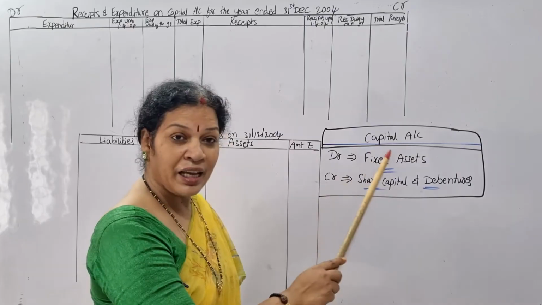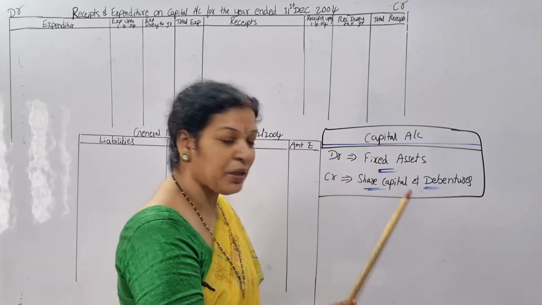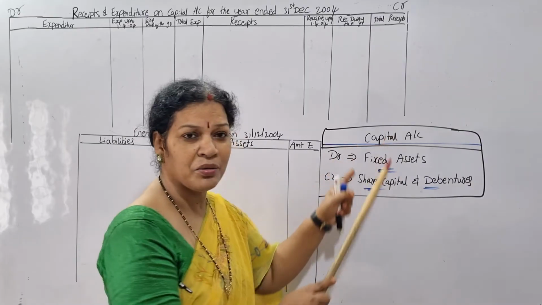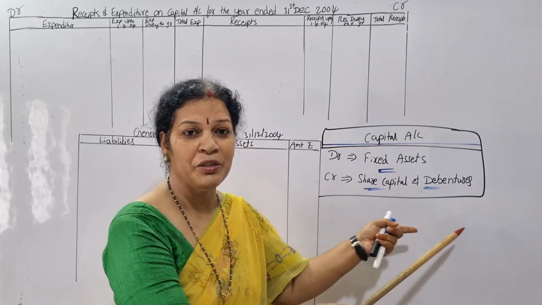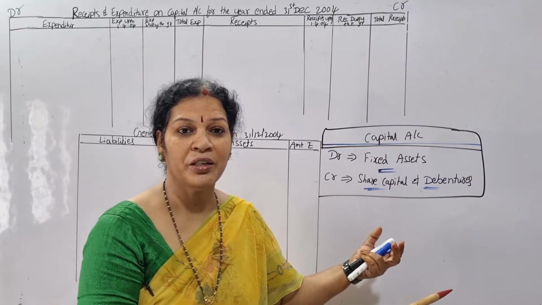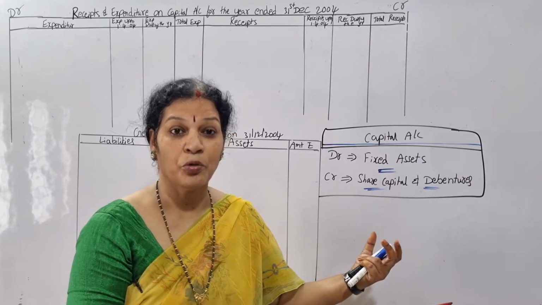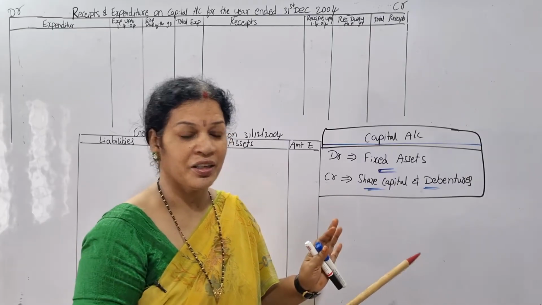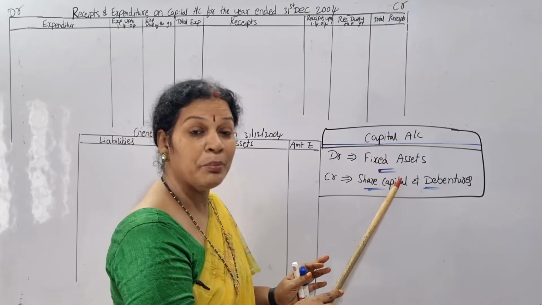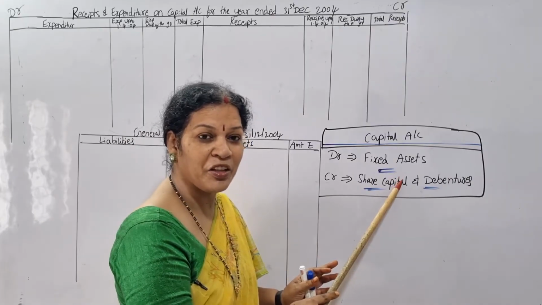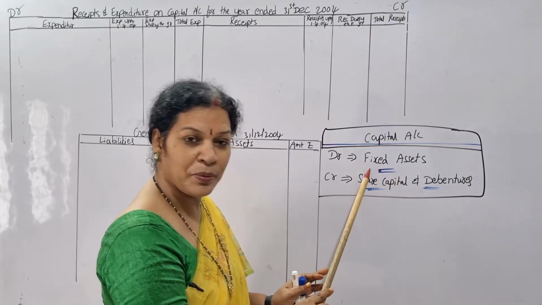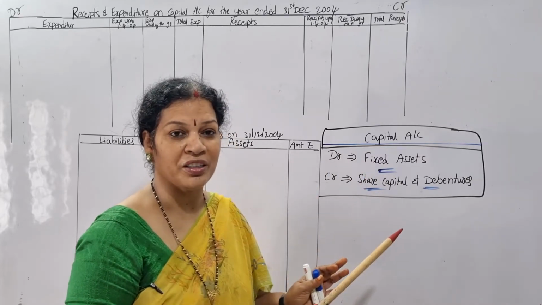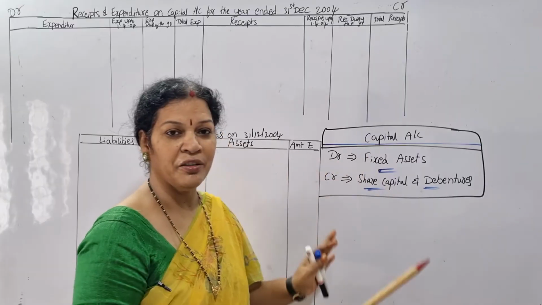In the same way, on the capital account credit side we are writing share capital and debentures. Main sources, na? Share capital, debentures also, long-term related, any kind of sources, any kind of amount we are getting. So that is on the credit side. Debit side fixed assets means expenditure, purchasing the fixed asset. Debit side expenditure and credit side income, receipts. How much you got, receipts, credit; debit side, fixed assets.